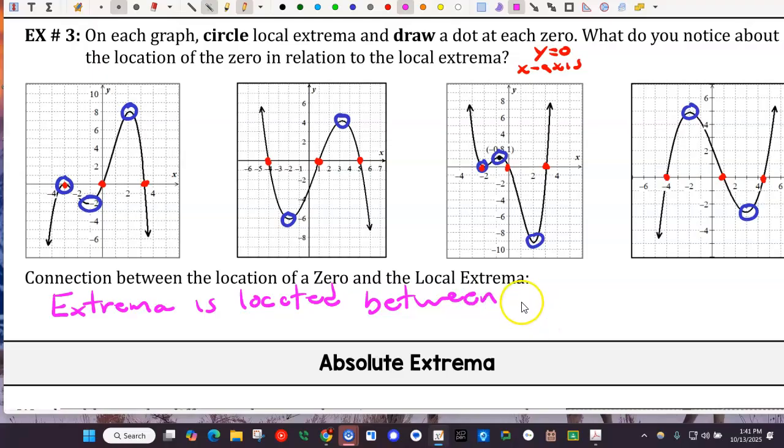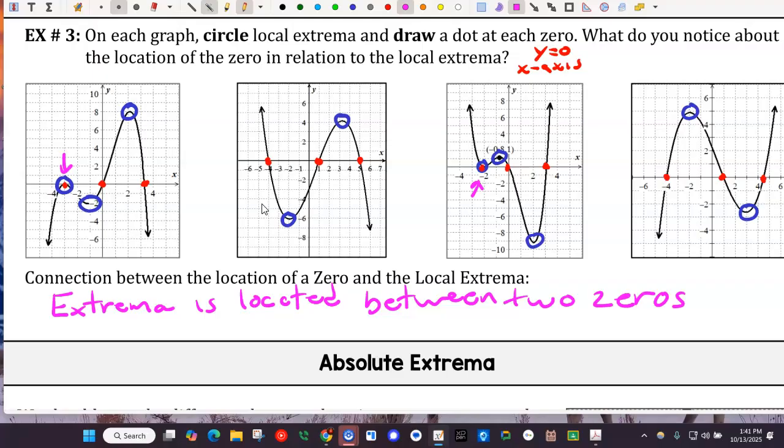Between 2 zeros or 2 x-intercepts, however you want to say it. Let's say zeros. Now, a min and max can also be at 0. So you look at the first one, like this max is not located between 2 zeros because it is 0. So like right here and right here, those are the exceptions when the min or max is actually a 0 as well. So you can put that in there and say extrema can also be an x-intercept if you like.